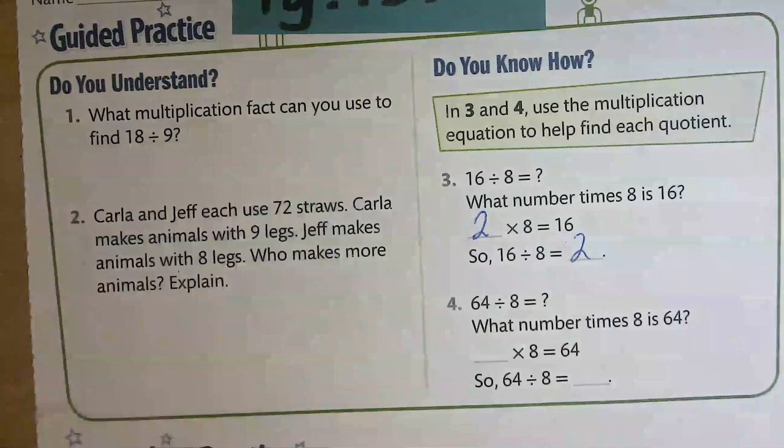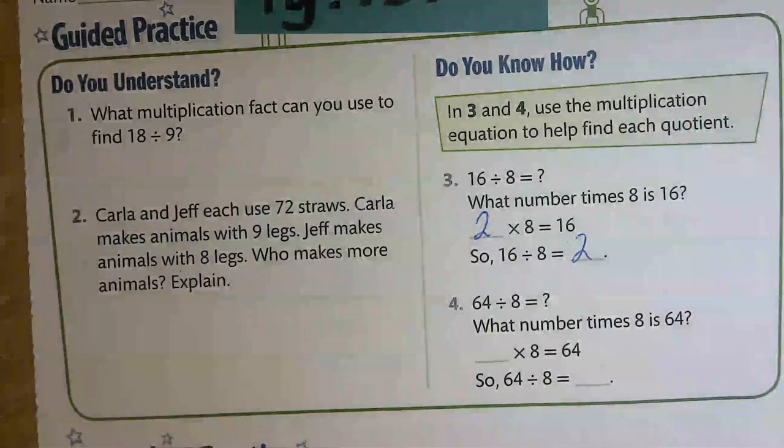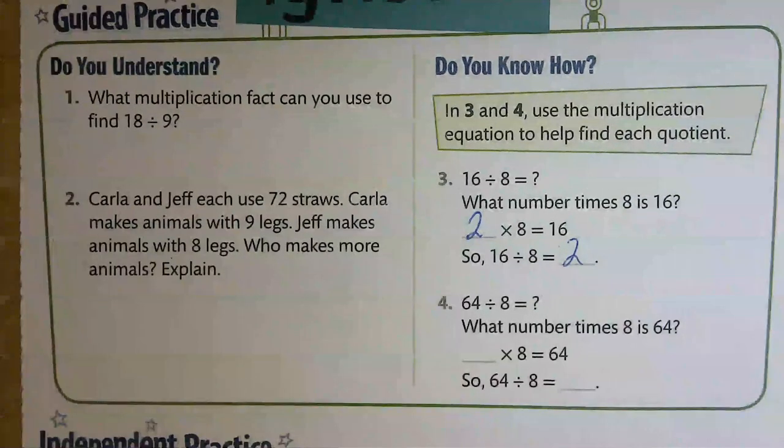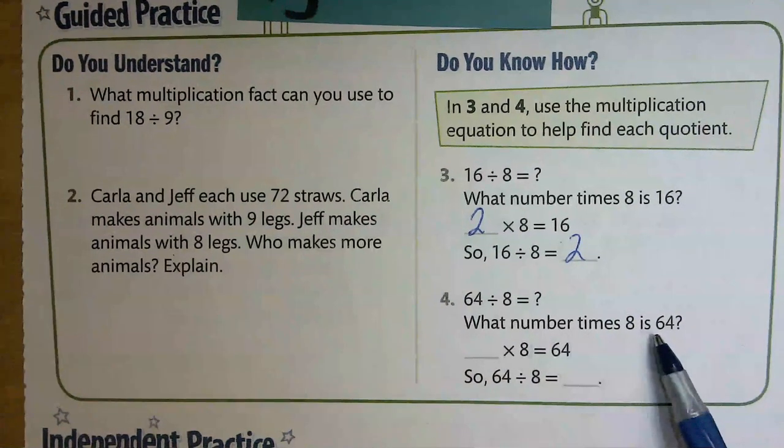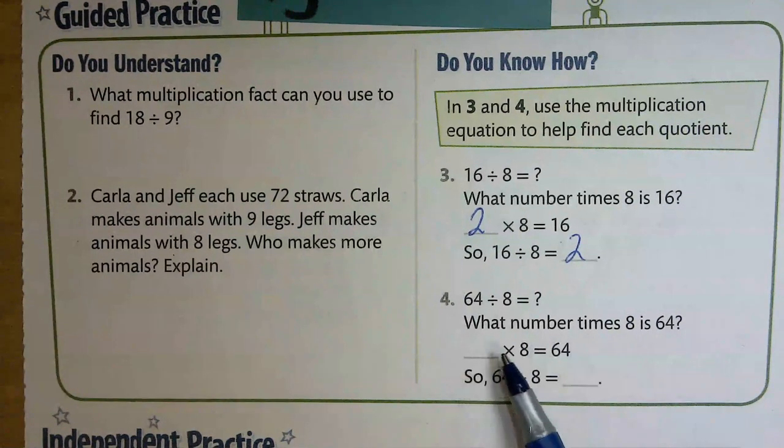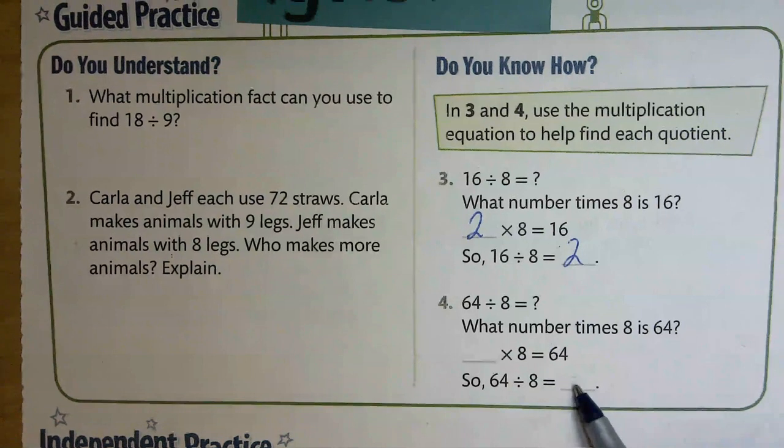All right. Check out number 4. Number 4 says 64 divided by 8 equals what? And then it says what number times 8 is 64? So blank times 8 equals 64. What will that be? I'm going to ask you to go ahead and pause your video right now. Go ahead and pause it and solve this problem. And then I'm going to ask you what number goes in here.